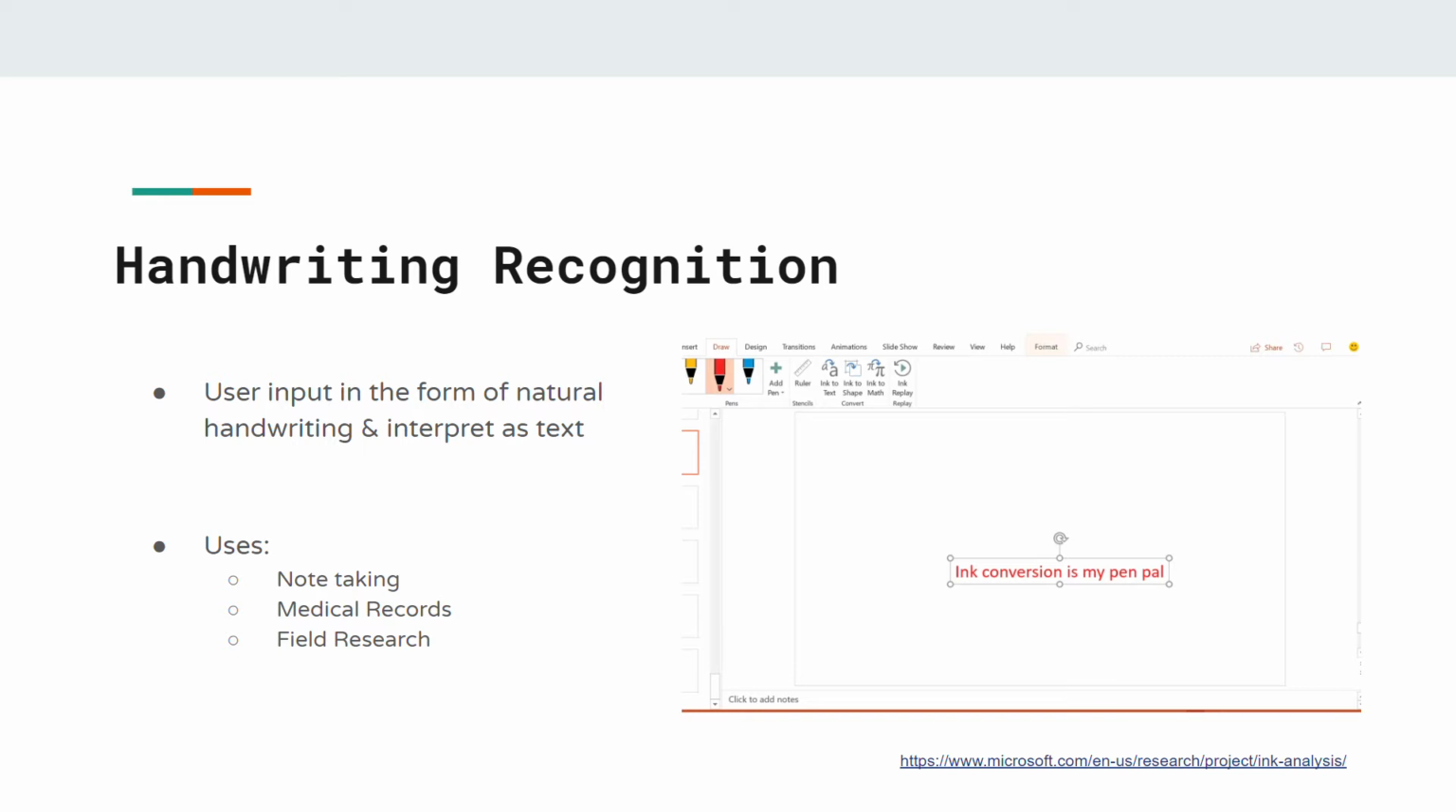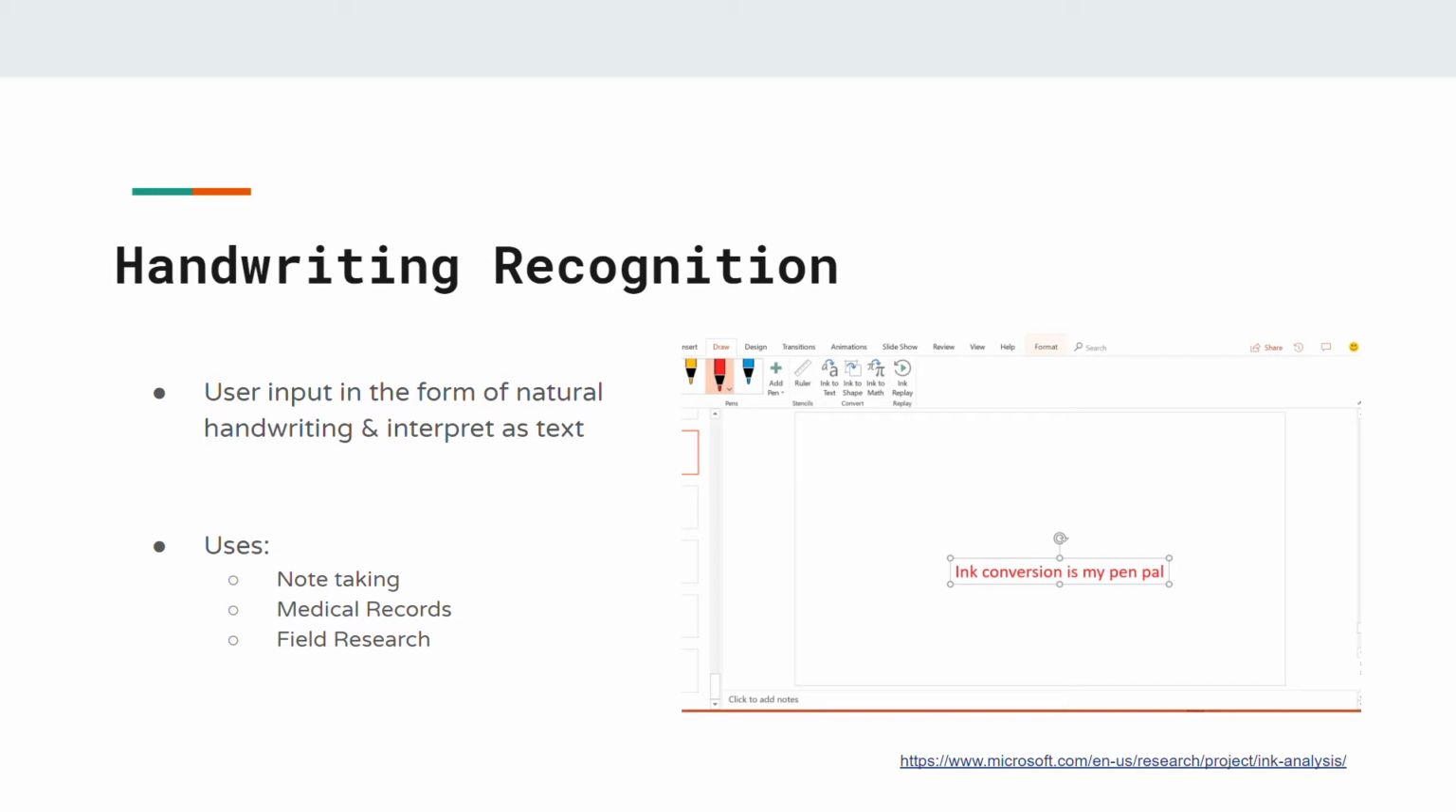Additionally, studies have shown that students who handwrite their notes tend to retain significantly more information compared to other methods, so handwriting recognition technology can help students with poor handwriting get the best use out of both their time taking notes and their time studying those notes.